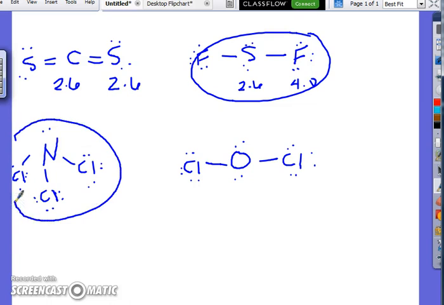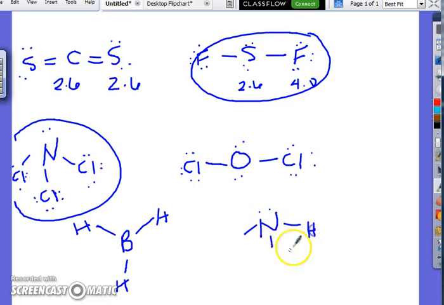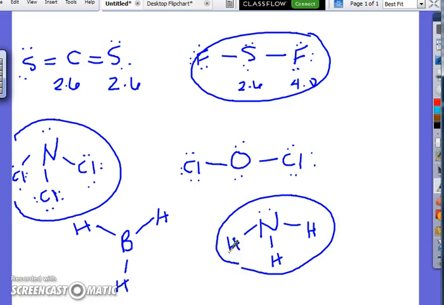Number 3, boron trihydride. This is a flat molecule, so it's like a triangle. And boron is a little different. You don't actually have to worry about knowing this, but I'll just show you. Boron is an exception to the octet rule. It prefers to have just 6. So it'll set up like this, and it'll be flat and in a triangle, versus ammonia. Ammonia, we already know, is a very polar molecule. So picking between these two isn't so hard. This one will be more polar than the other.